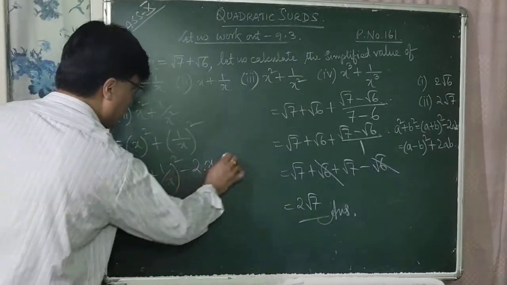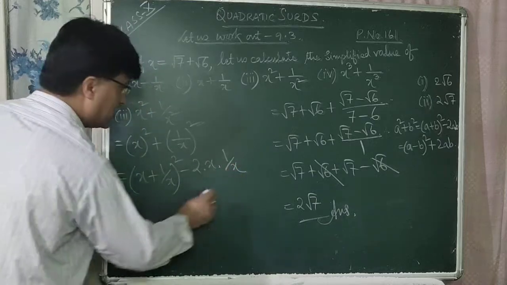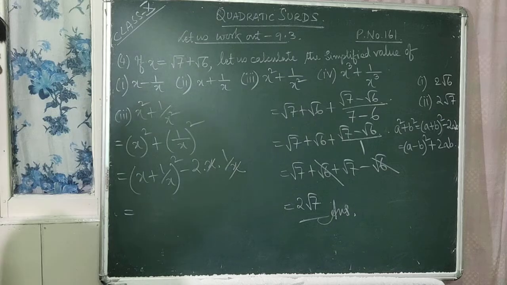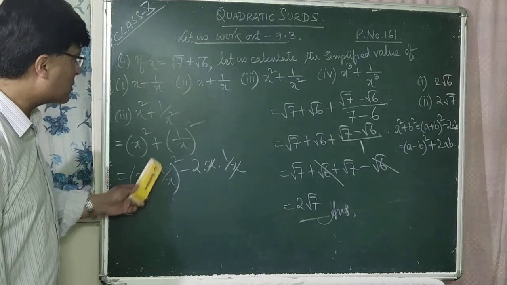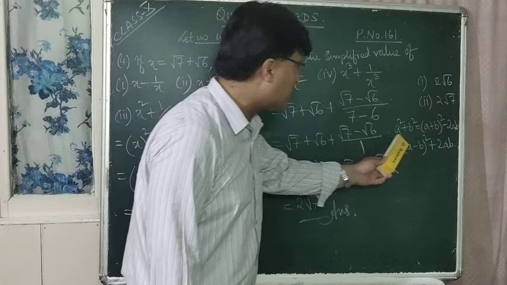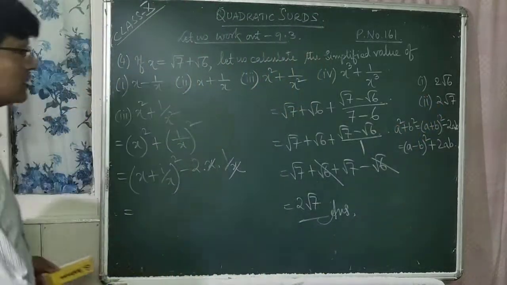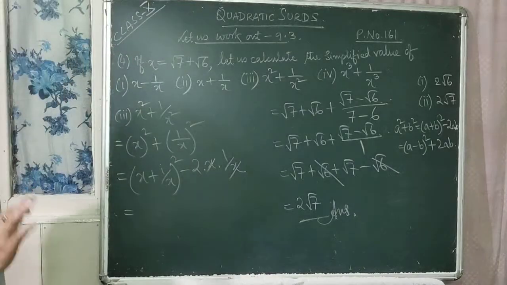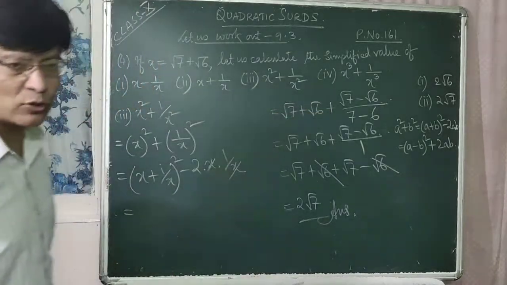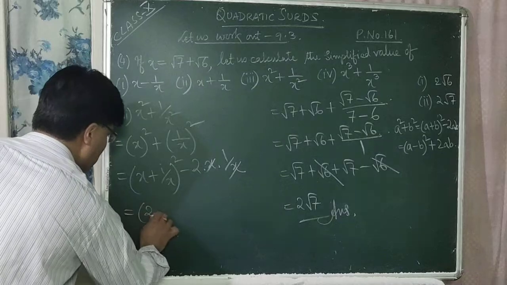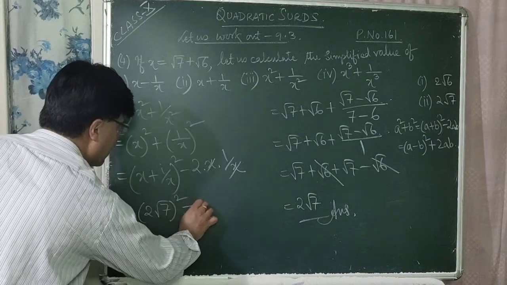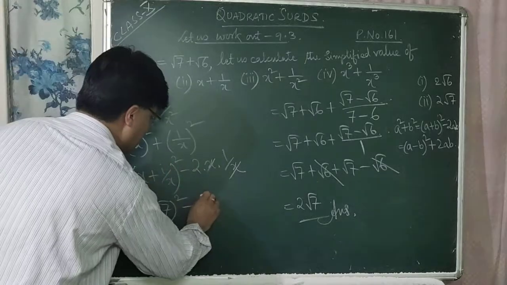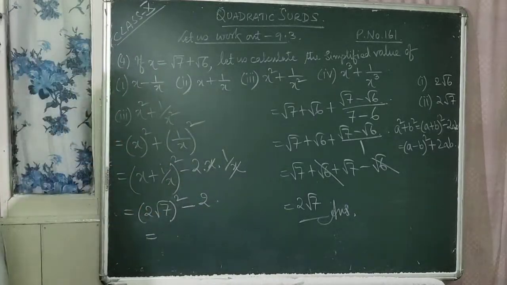What is b? 1 upon x. Here x, you can cancel it. Is equal to. Now we can put the value for x plus 1 upon x. Actually, what is the value for x plus 1 upon x? It was 2 root 7, isn't it? We have just calculated it. What is this value? It is 2 root 7. It is 2 root 7 whole square minus this, x and x are cancelled. That is 1. So 2 ones are 2.